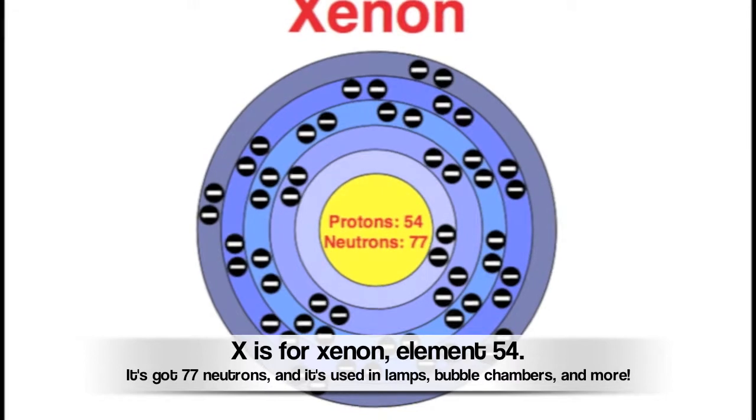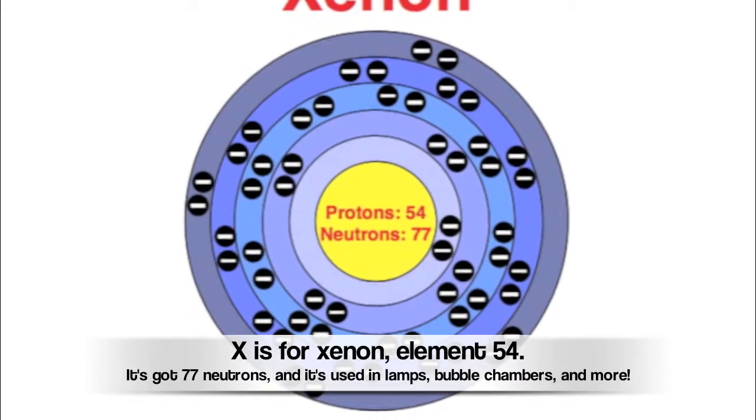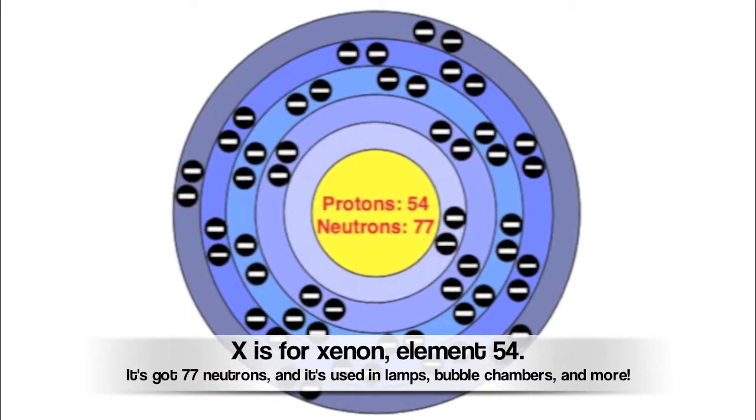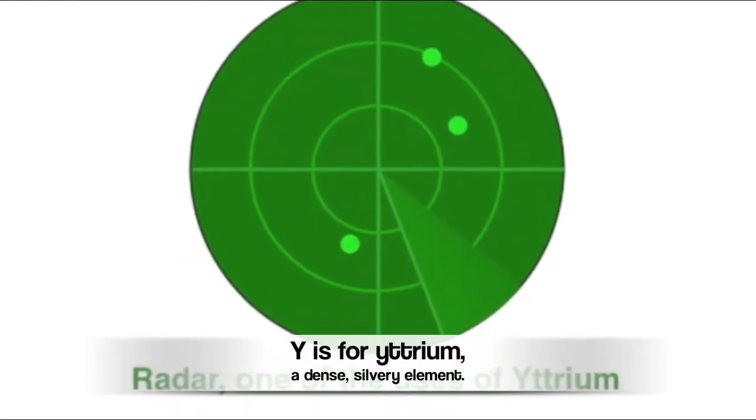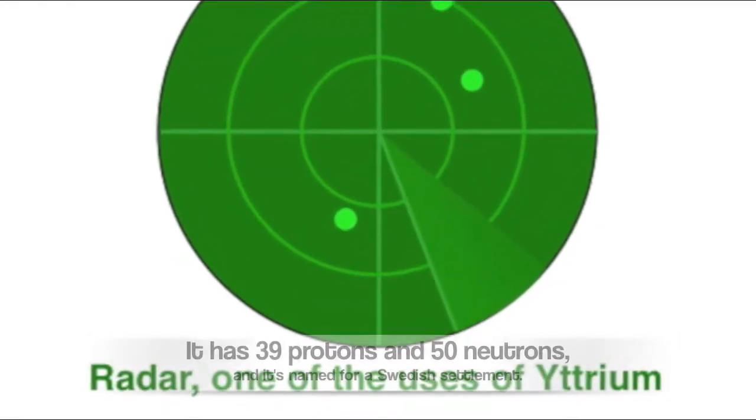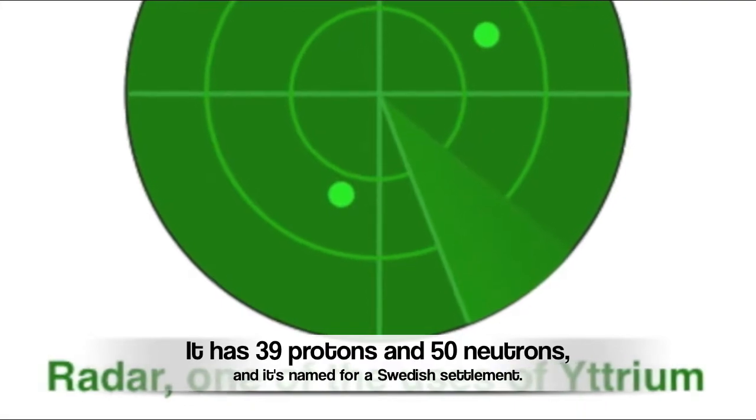X is for xenon, element 54. It's got 77 neutrons, and it's used in lamps, bowl chambers, and more. Y is for yttrium, a dense silvery element. It has 39 protons and 50 neutrons, and it's named for a Swedish settlement.